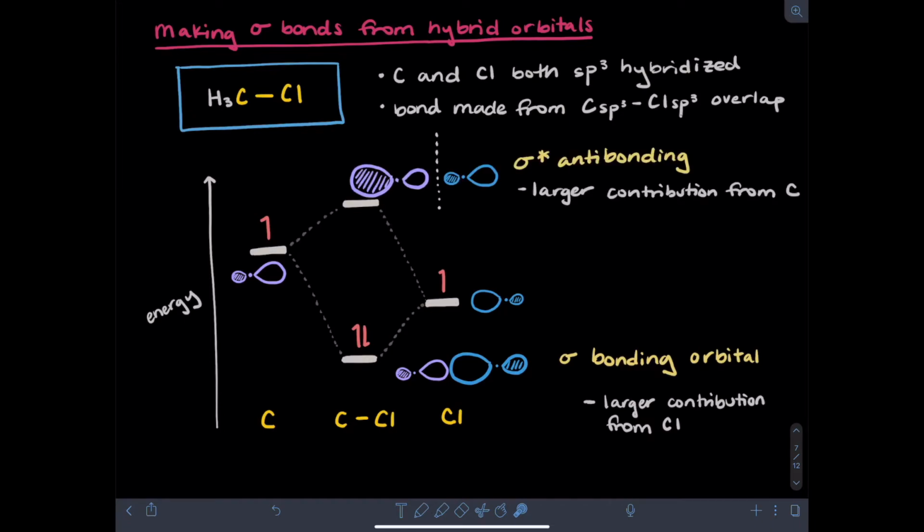For my antibonding molecular orbital, I have my large lobes pointing out. My small lobes are pointing in, and their phasing is mismatched. This sigma star antibonding molecular orbital is closer in energy to the less electronegative carbon's hybrid orbital, so I make carbon's lobes in this antibonding orbital larger.